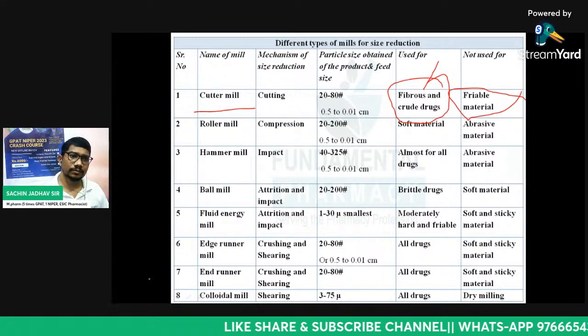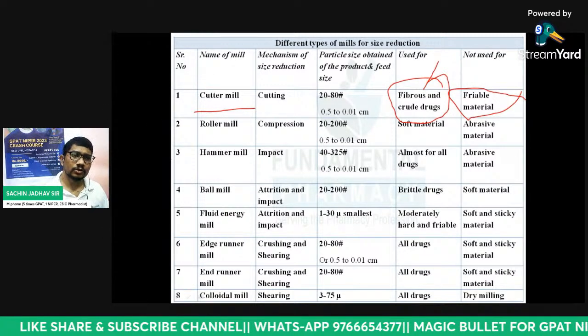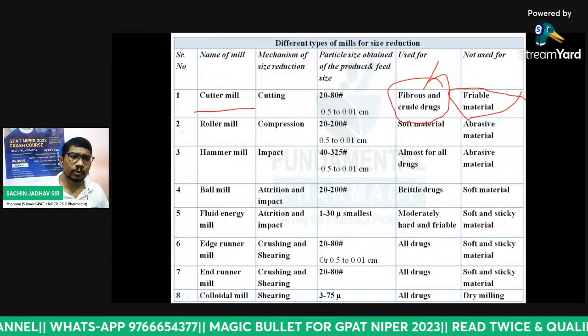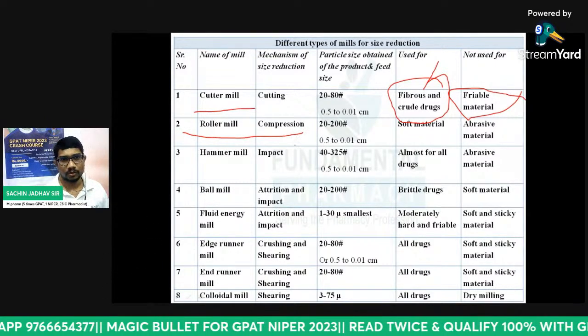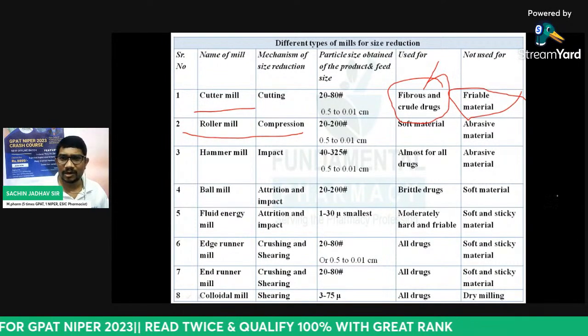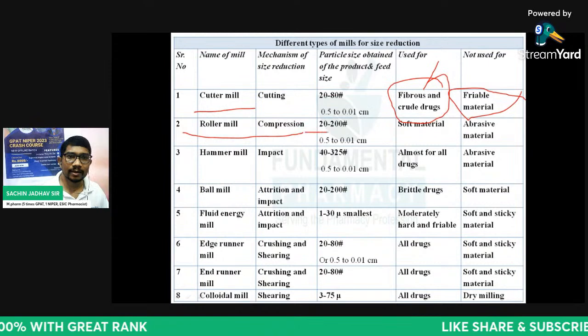Now, next mill is nothing but the roller mill. Second mill होता है आपका roller mill. So what is the mechanism of roller mill? The mechanism of roller mill is nothing but the compression. Mechanism of roller mill is compression. What is the particle size obtained? The particle size obtained in the roller mill is 20 to 200 mesh.